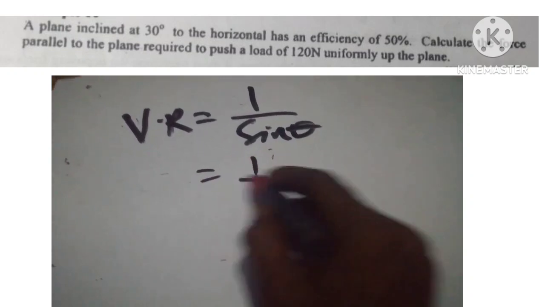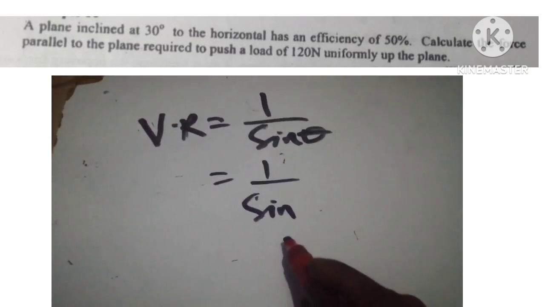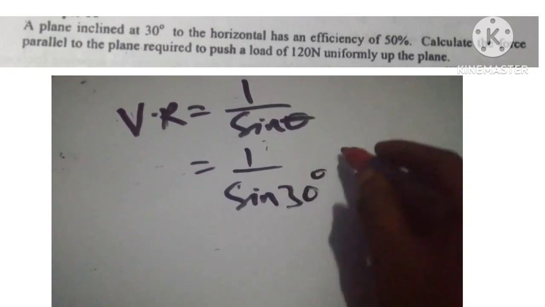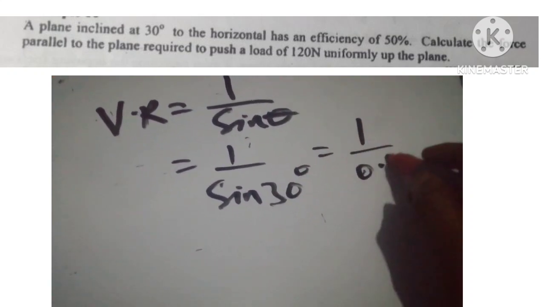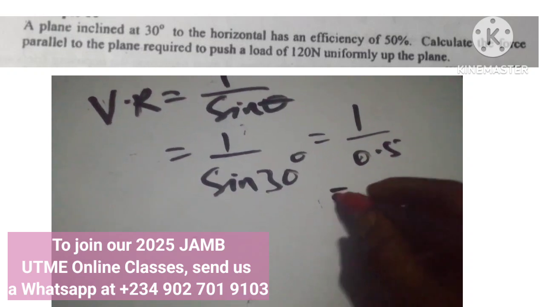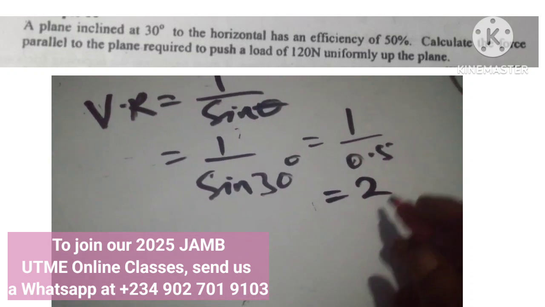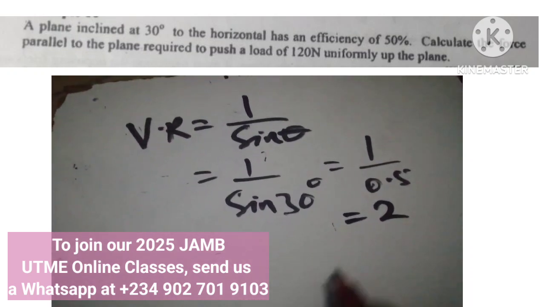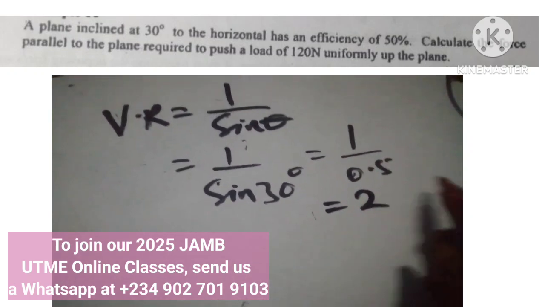So 1 over sine, the angle there is 30 degrees, and sine 30 is 0.5. So this now becomes, the answer will give you 2. That is, the velocity ratio for this particular machine will give you 2. When you do 1 over 0.5, it is 2. Now we have gotten the velocity ratio.